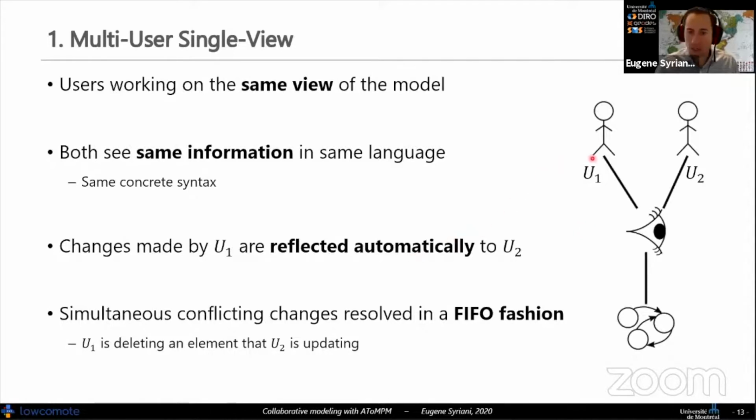So any change done by user 1 is reflected for user 2. And for each of these scenarios, I will talk about what happens if you have concurrent changes that are conflicting at the same time. So typically in a multi-user single view scenario, this is resolved in a first in first out fashion. So the first operation that arrives happens, followed by the second operation. And if the second operation is not allowed, then it is not allowed.